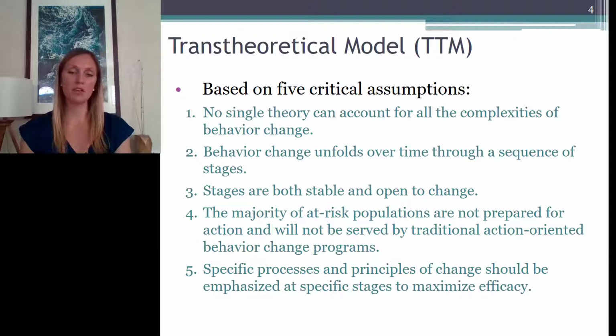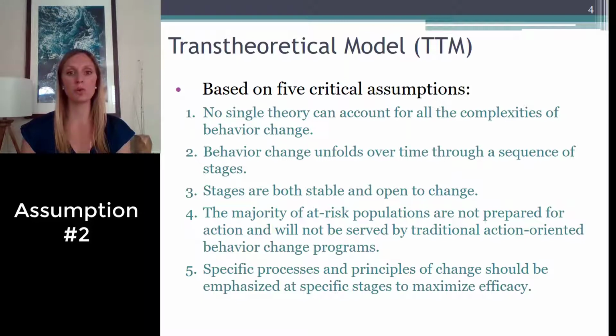The first assumption is that no single theory can account for all of the complexities of behavior change. The authors of the TTM decided that at that time, so in 1983, there was no one theory that could possibly explain behavior. And so they decided to take pieces from different theories and put them together into the trans-theoretical model. The second key assumption is that behavior change unfolds over time through a sequence of stages. And that is why this theory is a stage theory.